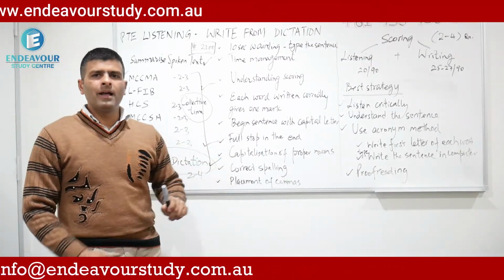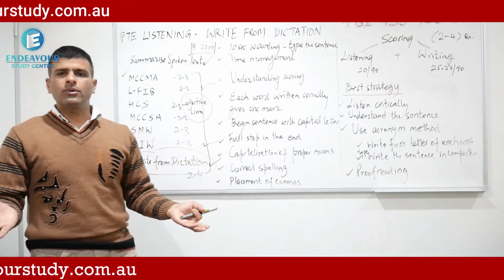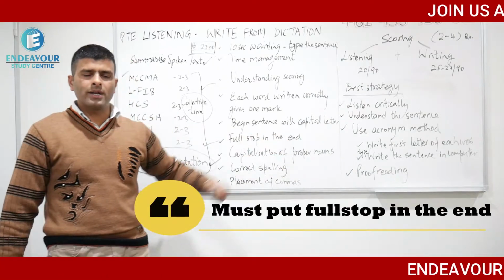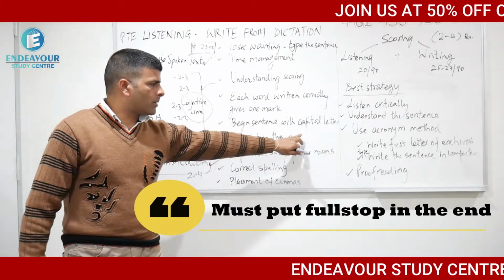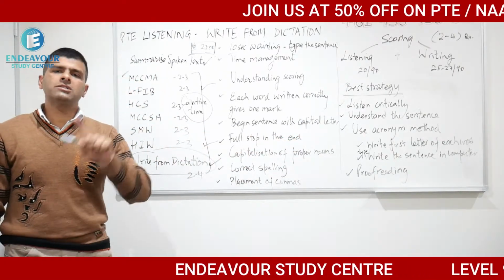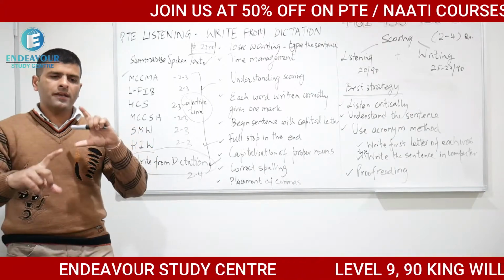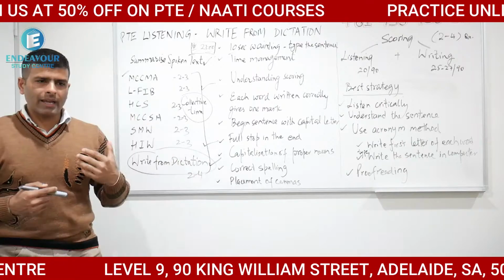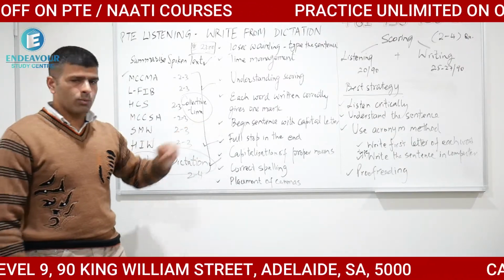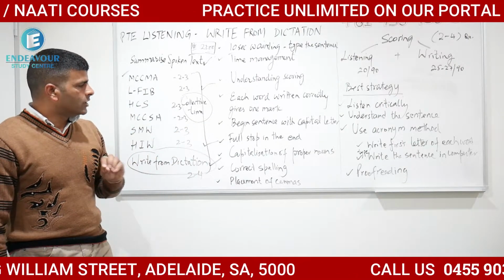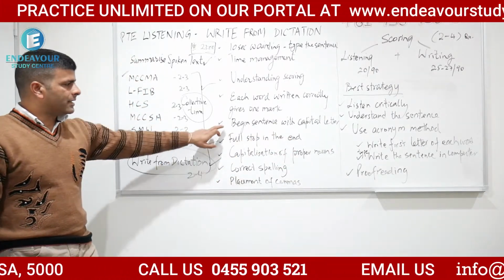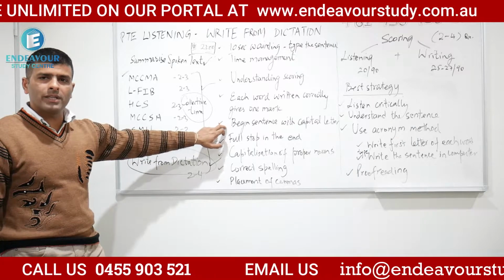Very important. Another common mistake is missing out the full stop. If you're not putting a full stop, you're losing easy points. For example, if you don't put a full stop at the end of a sentence, you won't get marks for the last word, because in write from dictation each word written grammatically correct and spelling-wise correct will give you 1 point. So make sure to put a full stop at the end, and start any sentence with a capital letter.